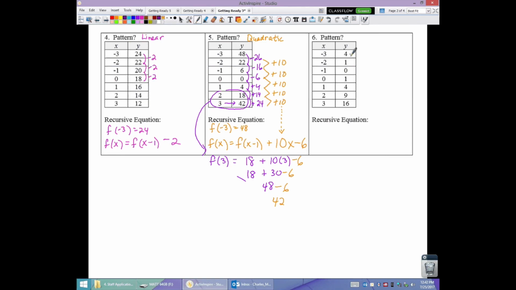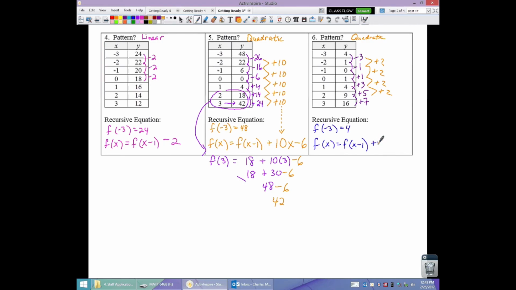Number 6. 4 to 1 is down 3. 1 to 0 is down 1. Then up 1, up 3, up 5, and up 7. So there's our linear first difference, which will be followed by a constant second difference of positive 2. So we have quadratic again. And our recursive equations start with f of negative 3 is 4. Then f of x equals f of x minus 1 plus.